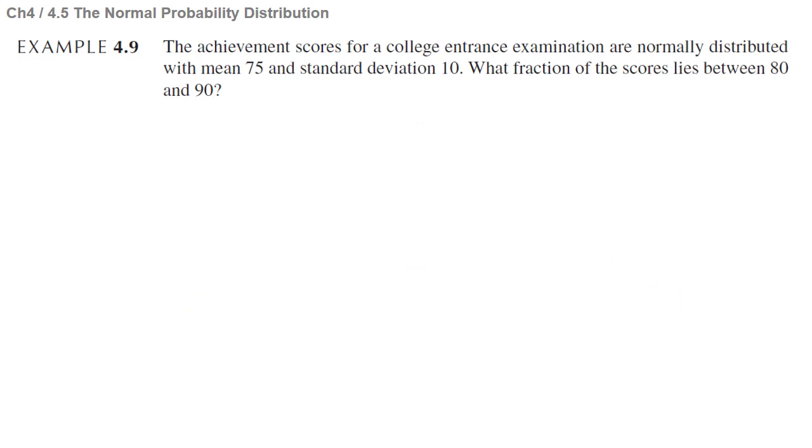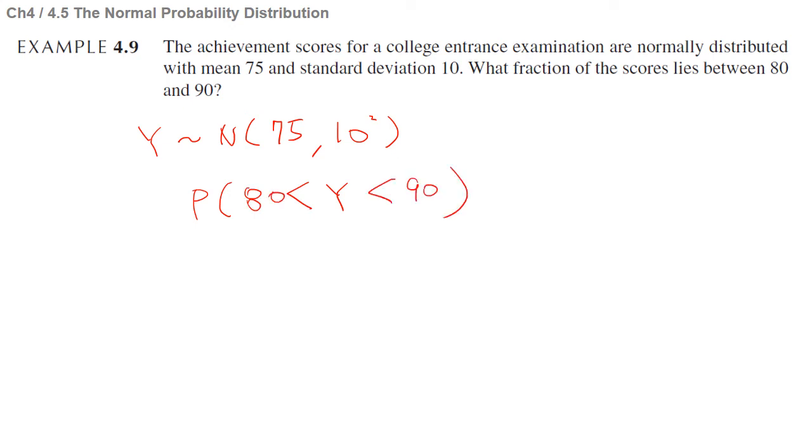Let's move on to example 4.9. The achievement scores for a college entrance examination are normally distributed with mean 75 and standard deviation 10. What fraction of the scores lies between, our y follows this normal distribution, and what we want to calculate is the probability of y between 80 and 90. Okay, and let's normalize this and use the standard normal distribution table. So y minus 75 divided by 10. Then it will follow the normal distribution 0, 1.